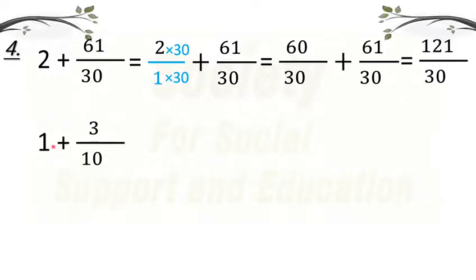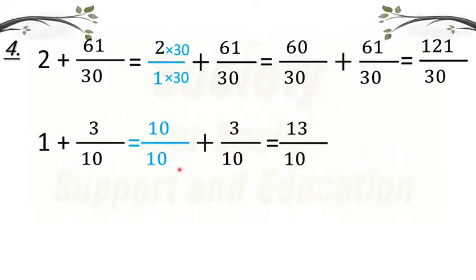Now 1 plus 3 over 10. I can convert 1 to any fraction having the same numerator and denominator, because any number divided by itself gives me 1. So here I have to convert 1 to obtain the same denominator as this fraction. So I can convert it to 10 over 10. It's equivalent to 1. So 10 over 10 plus 3 over 10 is equal to 13 over 10. Keep the denominator the same.